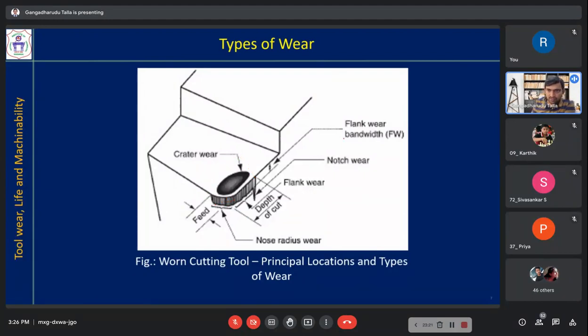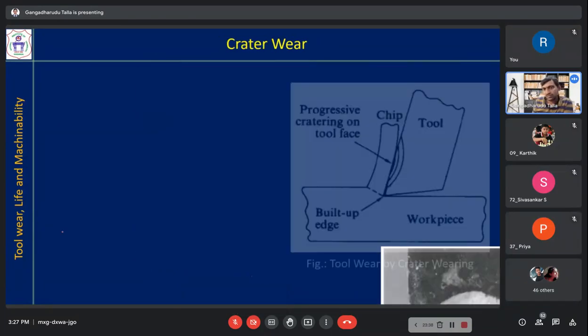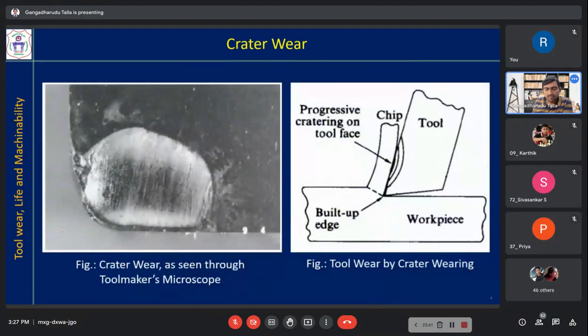And you can also see the bandwidth of the flank wear. Bandwidth is nothing but from here to here, the average height. Okay, that is called the width of flank wear or the bandwidth of the flank wear. So these are the locations.